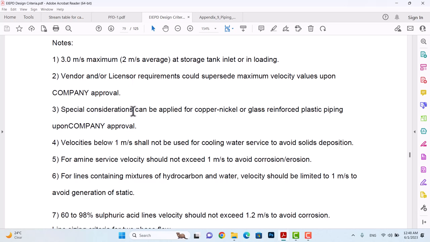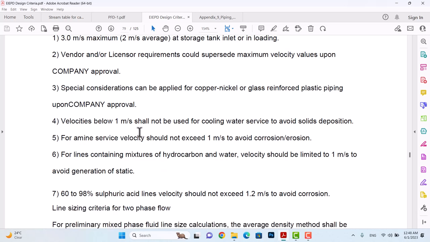A special consideration can be applied for copper, nickel, or glass reinforced plastic piping upon company approval. Velocities below 1 meter per second shall not be used for cooling water service to avoid solids deposition. An important note: in order to avoid this phenomenon in heat exchangers, we increase the number of passes in order to increase the velocity.